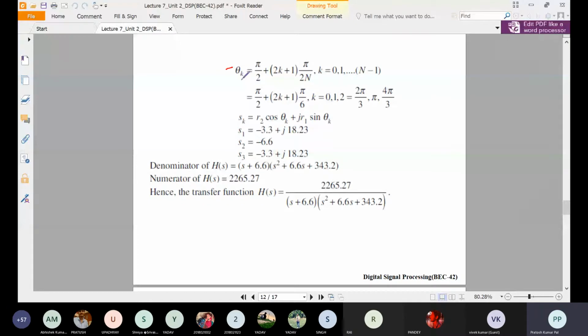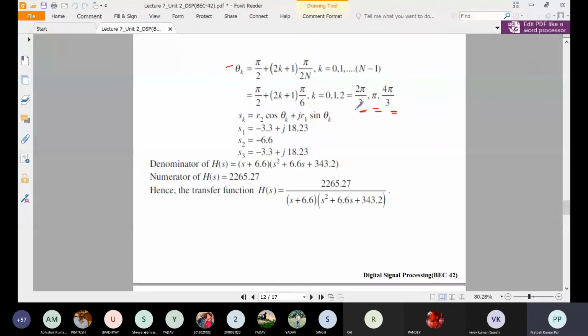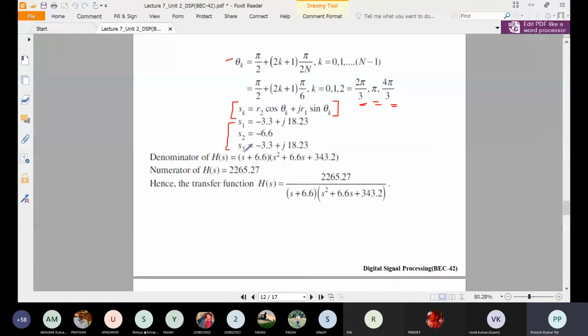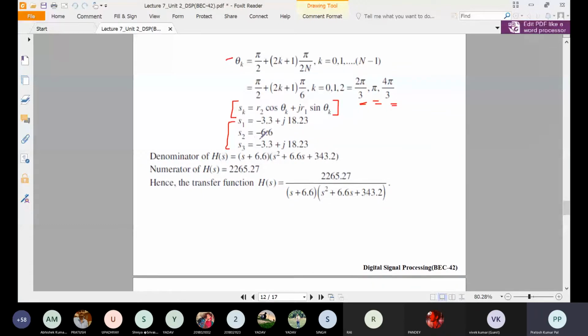With respect to these 3 values of theta, we will be finding the poles directly now. So poles will be varying with this theta value for three different thetas, and r1 and r2 value will be constant. So with respect to that, we will be getting s1, s2, and s3. That means there are 3 poles to this given system.